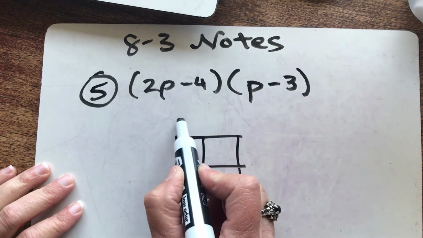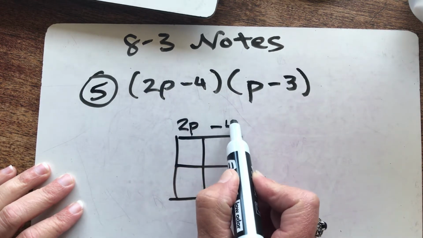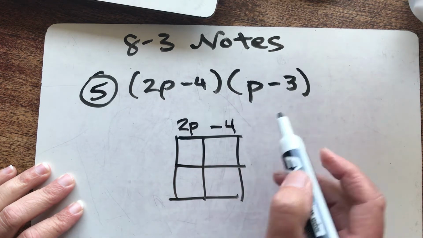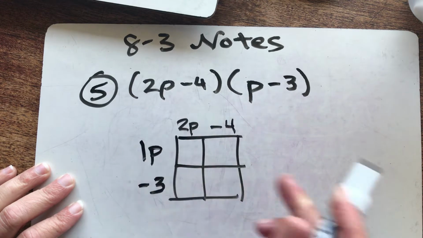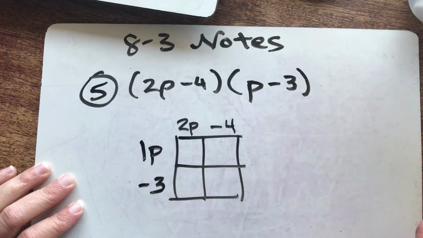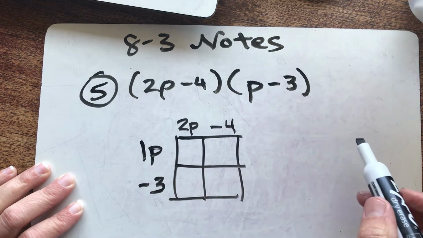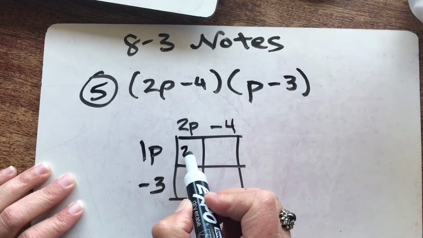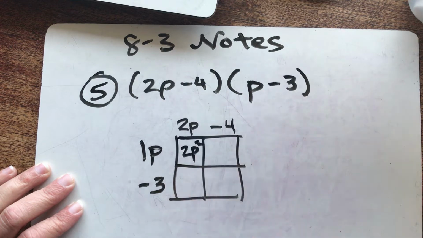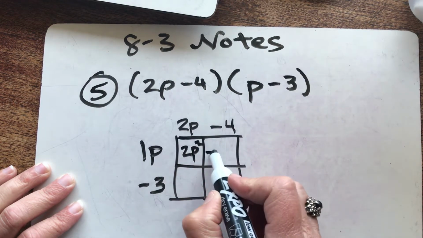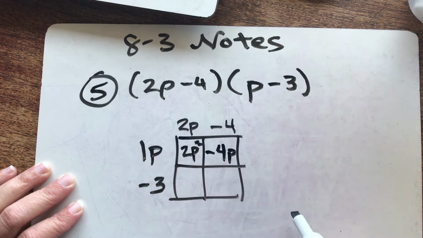2p minus 4, 2p above the first box, minus 4 on the second. P minus 3, p minus 3. And if you want to put a 1 here, if that helps your brain see it, I say go for it. Let's do this. So we have 1 times 2 is 2. P times p is p squared. Ooh, that's rough. 1 times negative 4 is negative 4, but it's negative 4p.